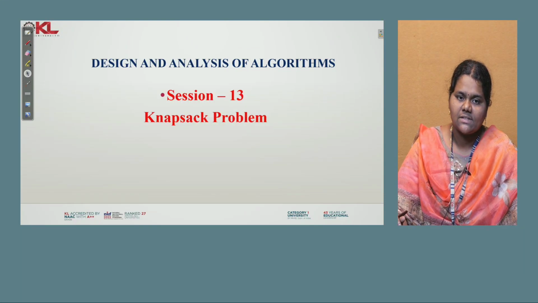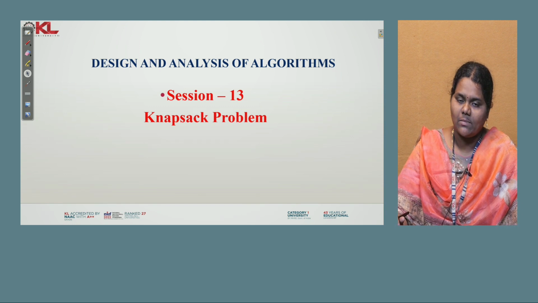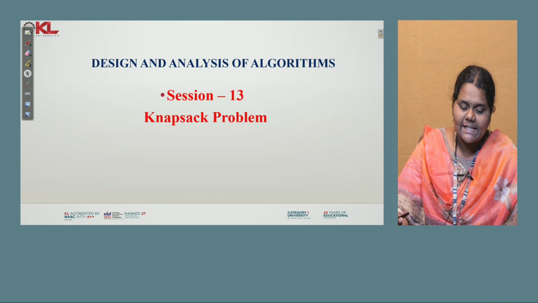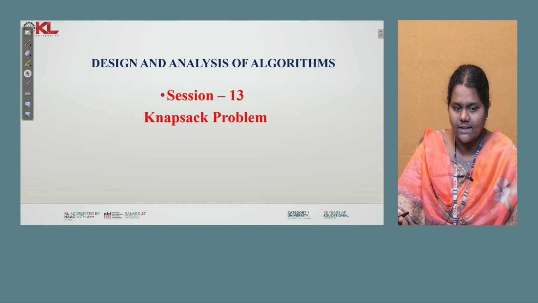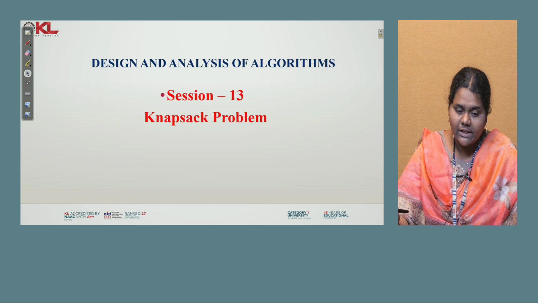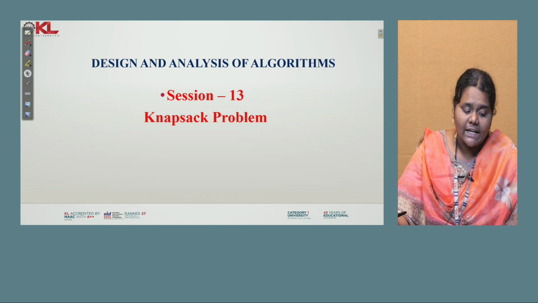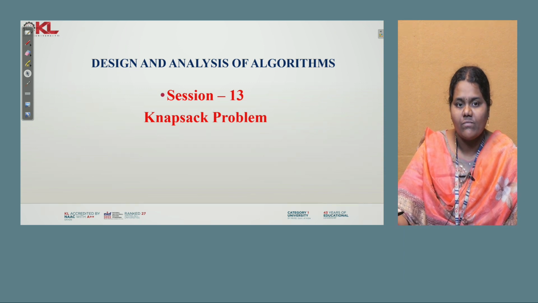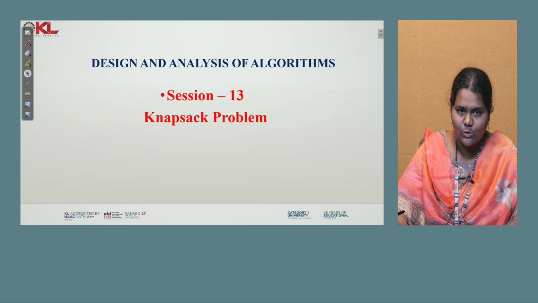Today my topic is the knapsack problem in the greedy method. The greedy method is an algorithm, one of the approaches similar to the divide and conquer technique. Consider a problem having many solutions. Using the greedy method, we find all the feasible solutions, and we select one solution as the best solution. That is called the optimal solution.